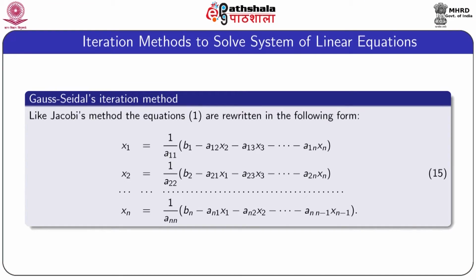Like Jacobi's method, the equations are written in the following form: x1 equal to 1 by a11 into b1 minus a12 x2 minus a13 x3 minus dot dot dot minus a1n xn, and finally xn equal to 1 by ann into bn minus an1 x1 minus an2 x2 minus dot dot dot minus an,n-1 x(n-1).